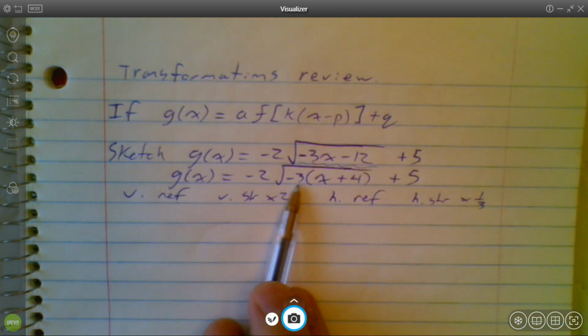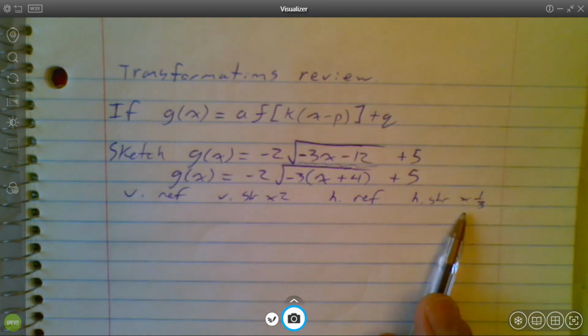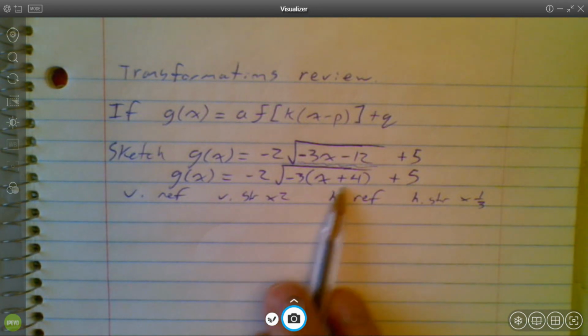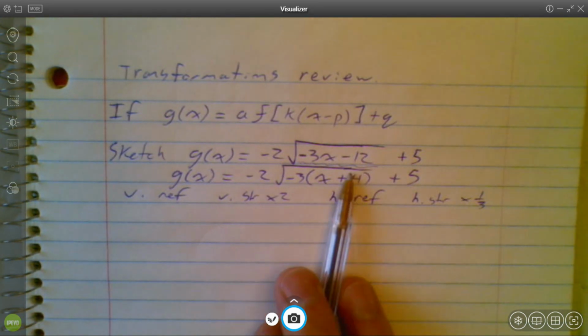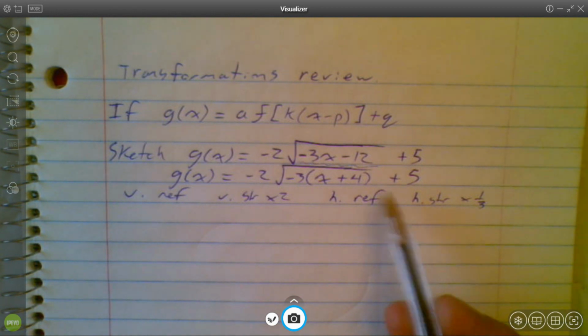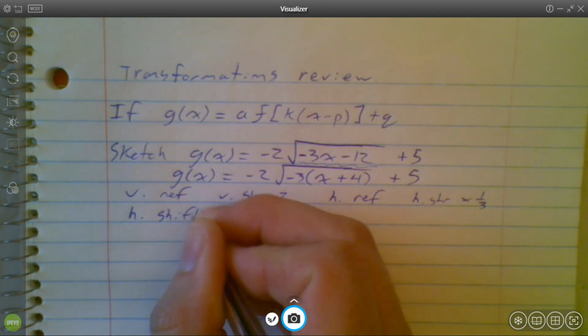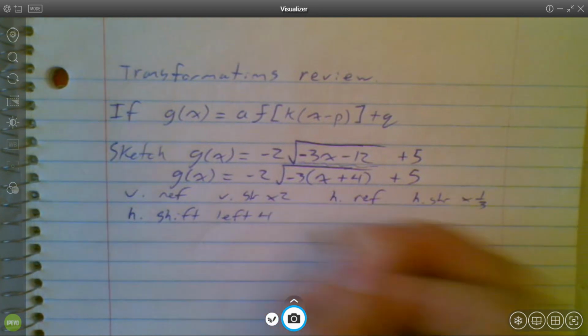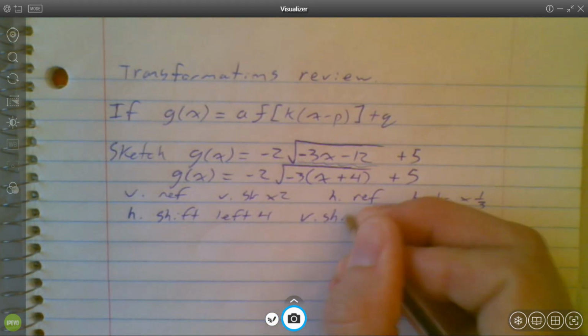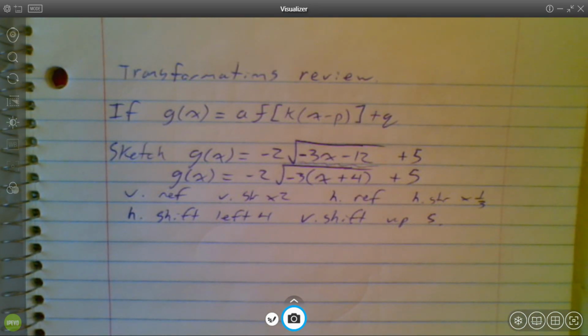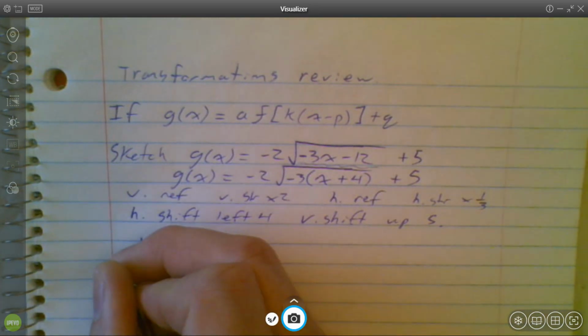If I'm tripling my inputs before I take their square roots, then my inputs can now be 1/3 of what they used to be. Likewise, if I'm adding 4 to my inputs before I take their square root, my inputs can now be 4 less than what they used to be. So we have a horizontal shift, left 4, vertical shift, up 5.